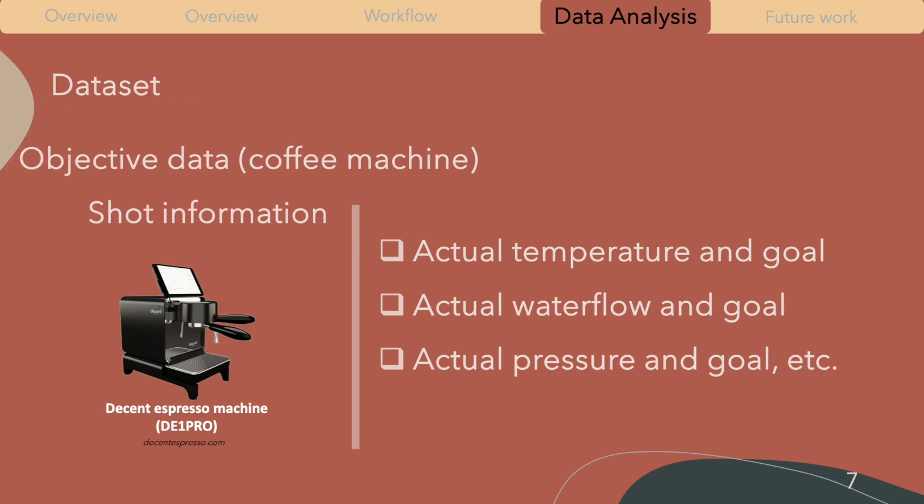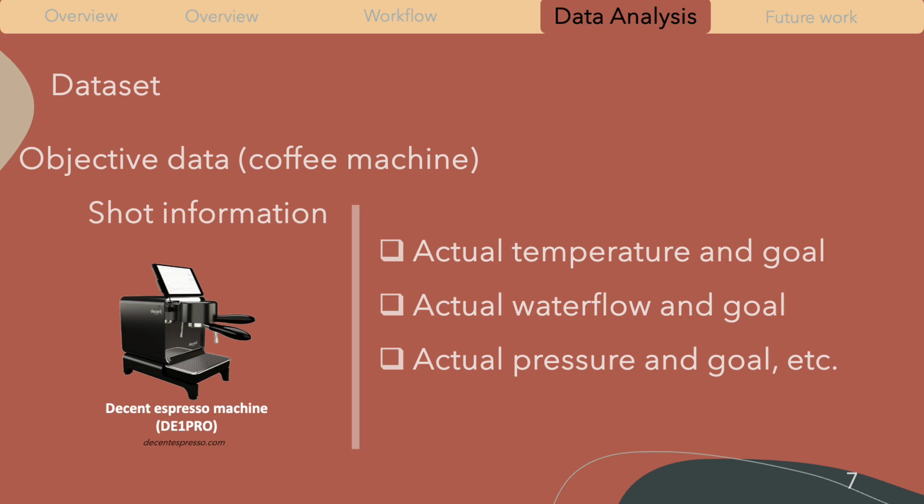So in this research, please note that we are not using any existing datasets. We are creating our own datasets. As I said, we have this coffee machine that can record the information about the shot. We have, for example, the actual temperature and goal temperature, actual water flow and goal, and so on. So, for example, what is actual temperature and what is goal?